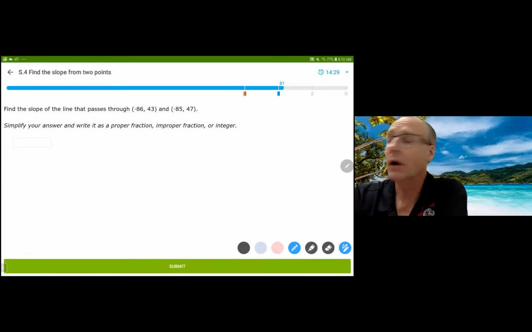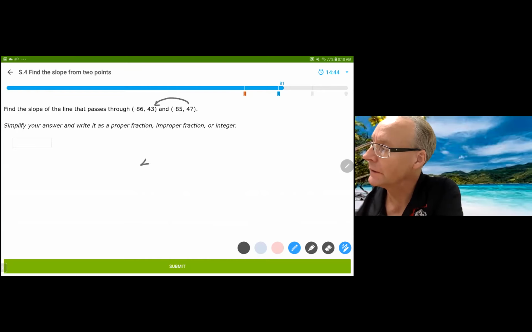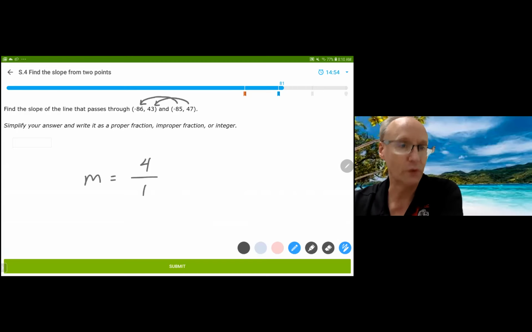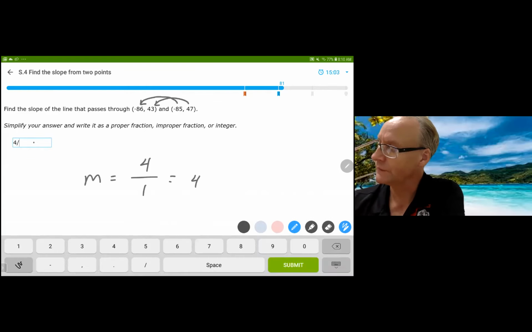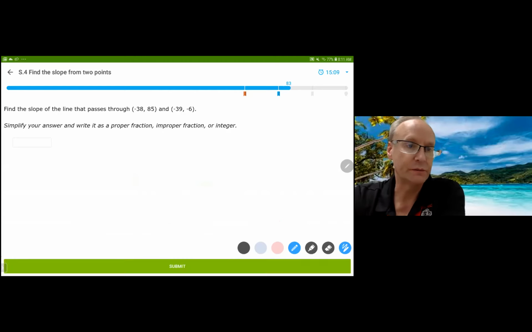All right. Oh, darn. It looks like I'm getting a little lag. So I'm going to write a little bit slower. So we've got the 47 minus the 43. That looks okay so far. 47 minus 43 is 4. This is the slope. And we've got negative 85 plus 86, which is really 1. So it's a slope of 4. This is equal to 4. Shall we test it and see if it'll take 4 over 1? I would think it would. Let's see what happens. Oh yeah, that is reduced more or less.